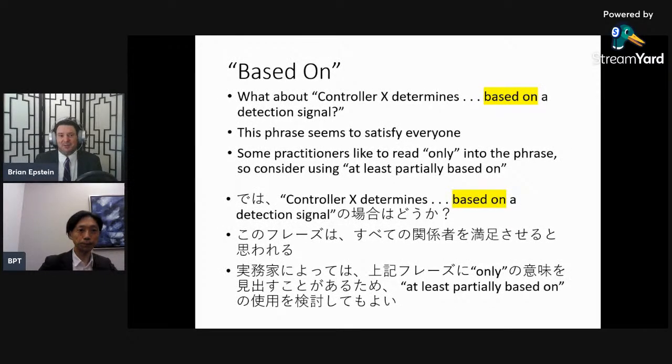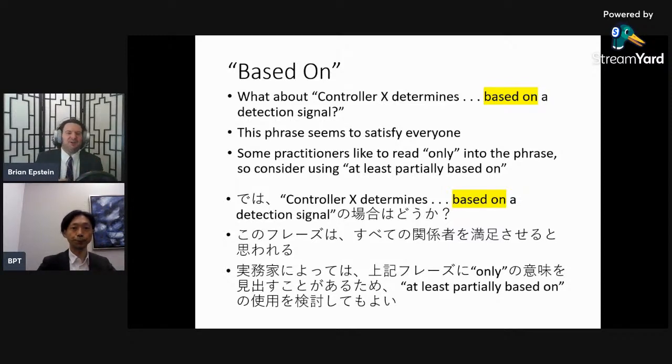So these days I like "based on." This is, I guess, typically the translation chosen from ni motozuite or ni shitagate. And so this phrase seems to satisfy everyone. Examiners, sometimes you have to get more narrow than "based on," but examiners understand what interpretation you want from it, right? There must be some basis there. U.S. patent attorneys agree that it's not something that has to be immediately after. There's got to be, again, some sort of structural cause and effect aspect to it.